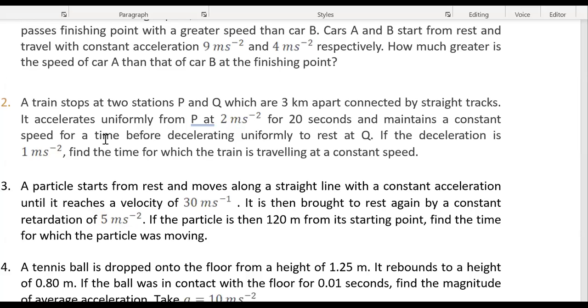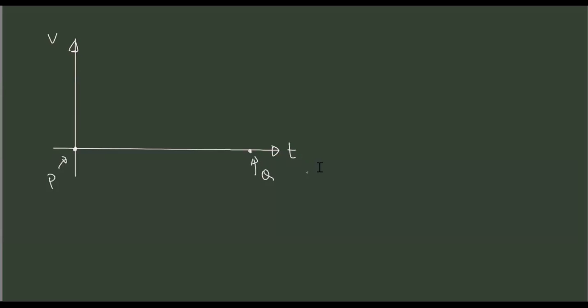And it accelerates uniformly at 2 meter per second square for 20 seconds. So let's say it accelerates uniformly till here, and this is a straight line. Now the slope of this line is 2 meter per second square. If it accelerates for 20 seconds, the slope is looking like 1 meter per second.